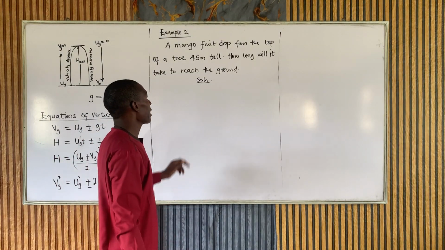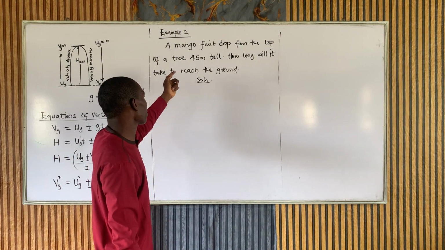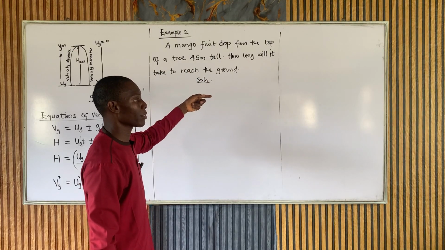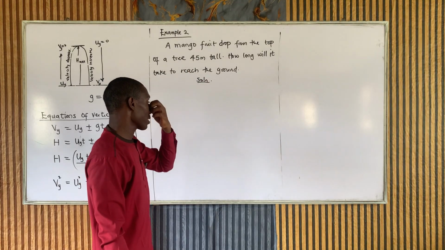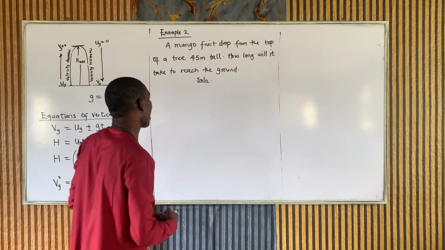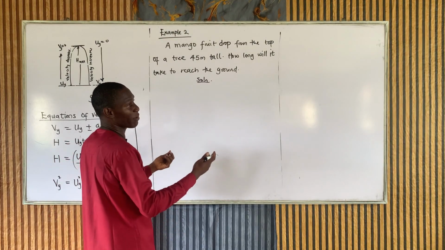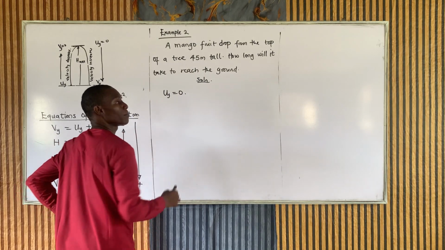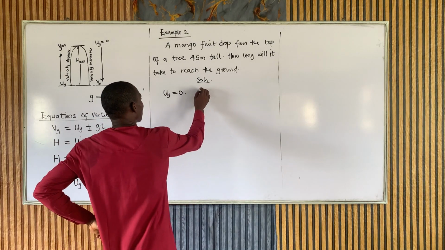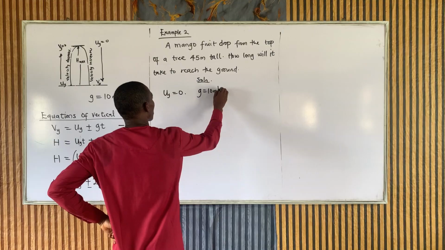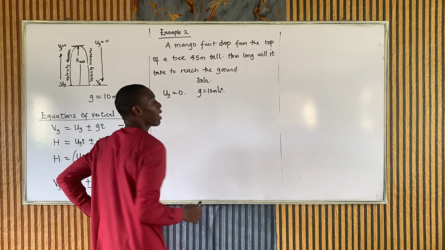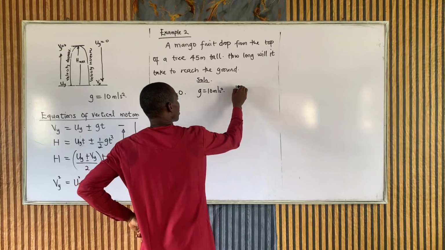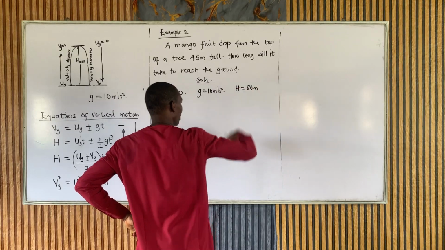Example 2. A mango fruit dropped from the top of a tree 45 meters tall. How long will it take to reach the ground? Well, this object is going to fall. And since it's going to fall, it's an example of a vertical motion actually. My u must be 0. Again, our gravity is 10 meters per second squared. Now understand that it will cover a vertical distance of 80 meters. So h is 80 meters from the fruit to the ground.